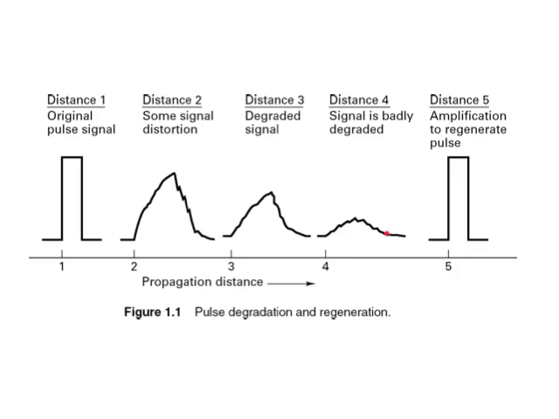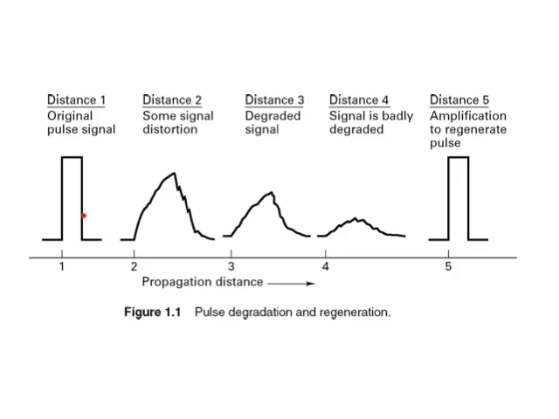That is why, in the basic block diagram of the communication system, at the transmitter as well as at the receiver, we are supposed to use the amplifier. Such a degraded signal will be amplified in order to get the regenerated pulse which was present at distance 1, which we called the original pulse signal. This was the signal actually taken at the transmitter as the output.